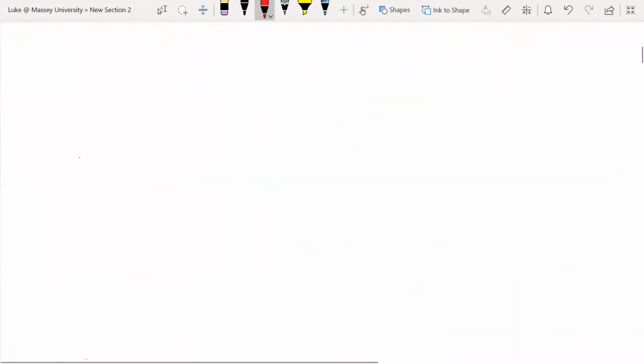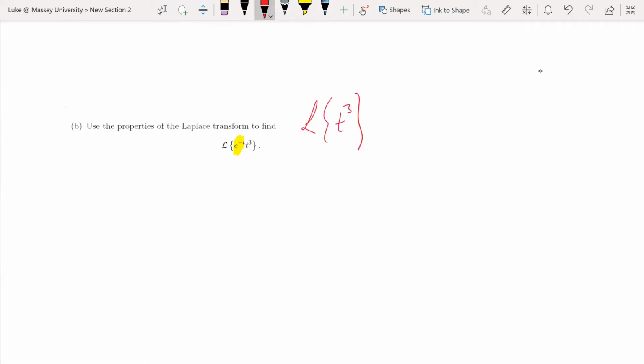Okay, so moving on to 1b: use the properties of the Laplace transform to find the Laplace transform of e to the minus t times t cubed. Already I can see, because I'm multiplying something by e to the at, where a is -1, that this is going to be a first translation theorem problem. So the first thing I'm going to do is look at the Laplace transform of t cubed.